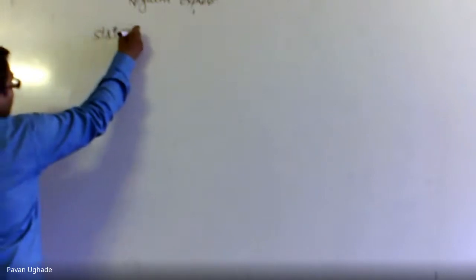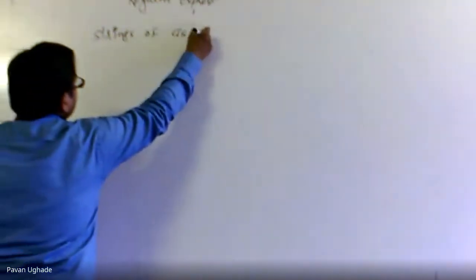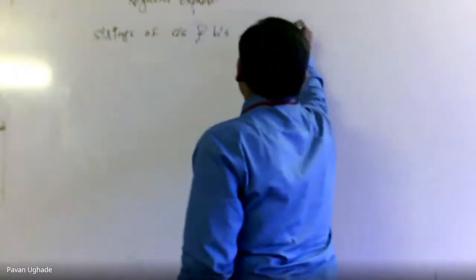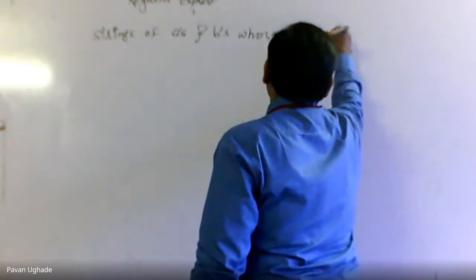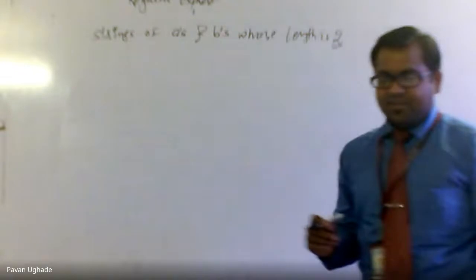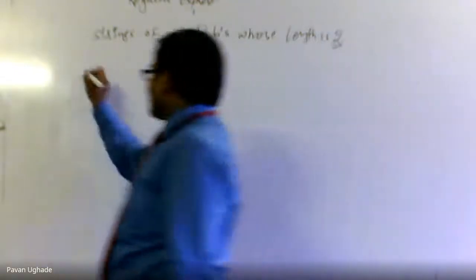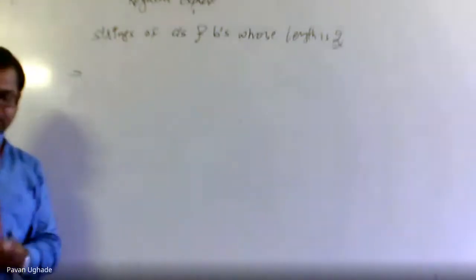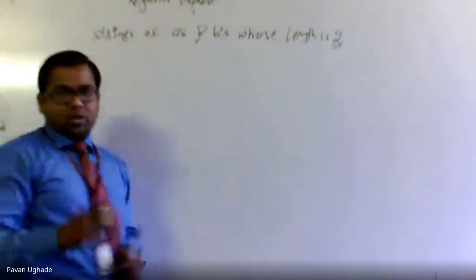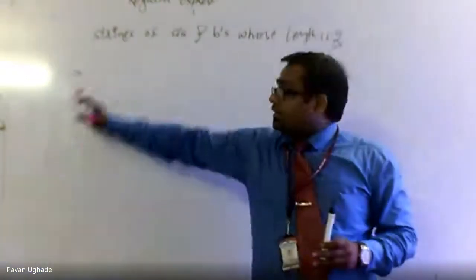Strings of A's and B's whose length is 2. It is very simple, no? Can you tell me? Length is 2. Strings of A's and B's means alphabet is given, alphabets are A and B. Length is 2. What is the possible regular expression for this?